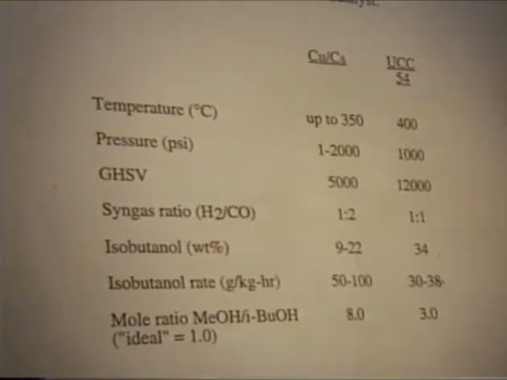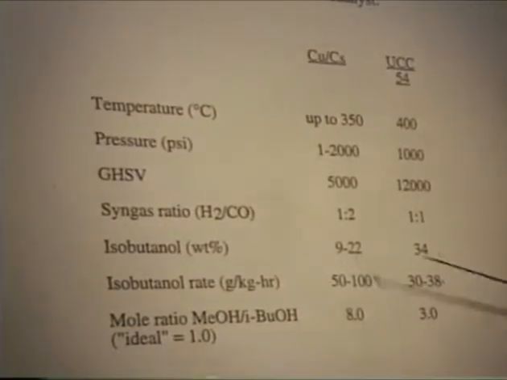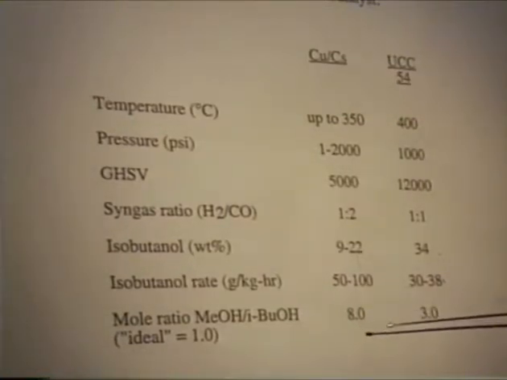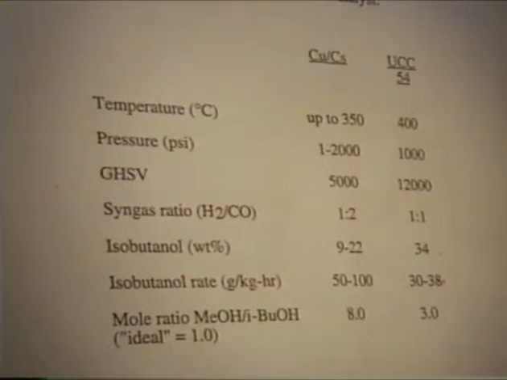Pressure is up to 2,000 psi, 5,000 space velocity. They use a CO-rich syngas feed, which actually favors the higher alcohols, but it cuts down on the overall catalyst activity. The amount of isobutanol that's produced varies anywhere between 9 and 22 weight percent, with a rate of anywhere between 50 to 100 grams per kilogram hour. And this gives you a methanol to isobutanol mole ratio of 8. And the figure of merit, if you like, for this would be 1.